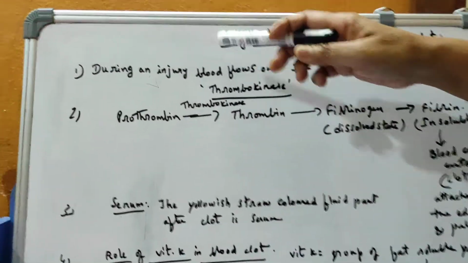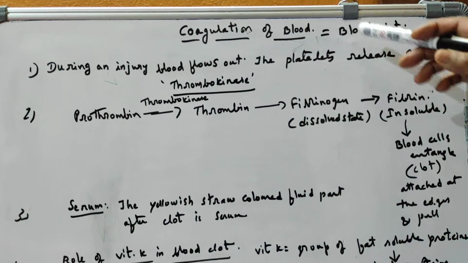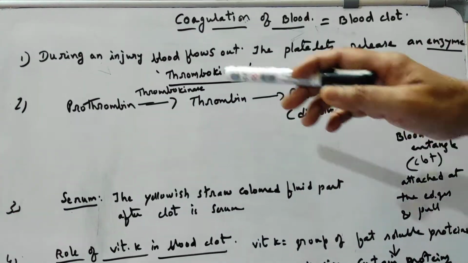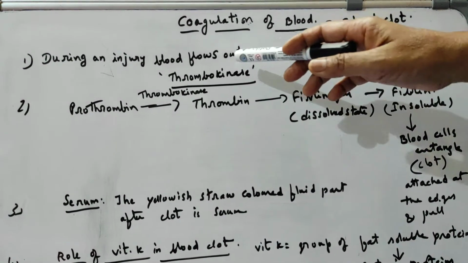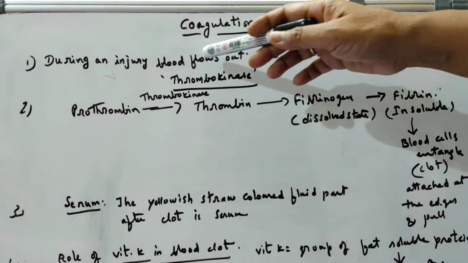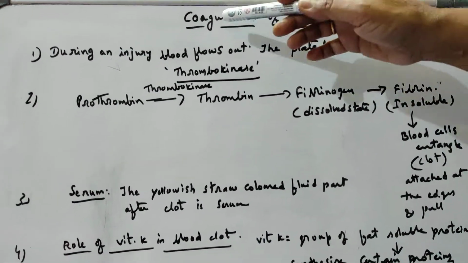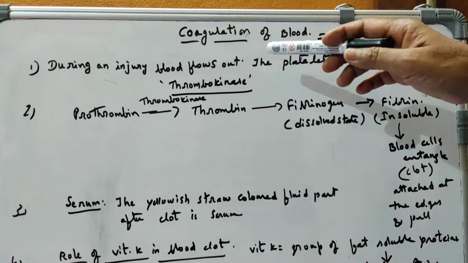The next part of blood is coagulation of blood. Coagulation is nothing but the blood clot. During an injury, blood flows out. We experience this. If an injury is there, then continuously the blood flows out. After some time, we don't see the blood flow. Instead, that will be clotted. The chemistry behind this coagulation, let us learn now.